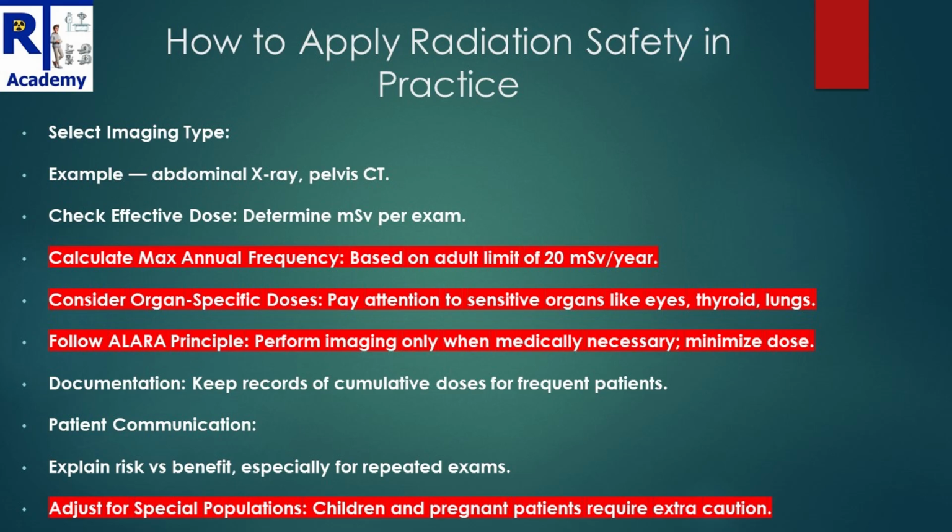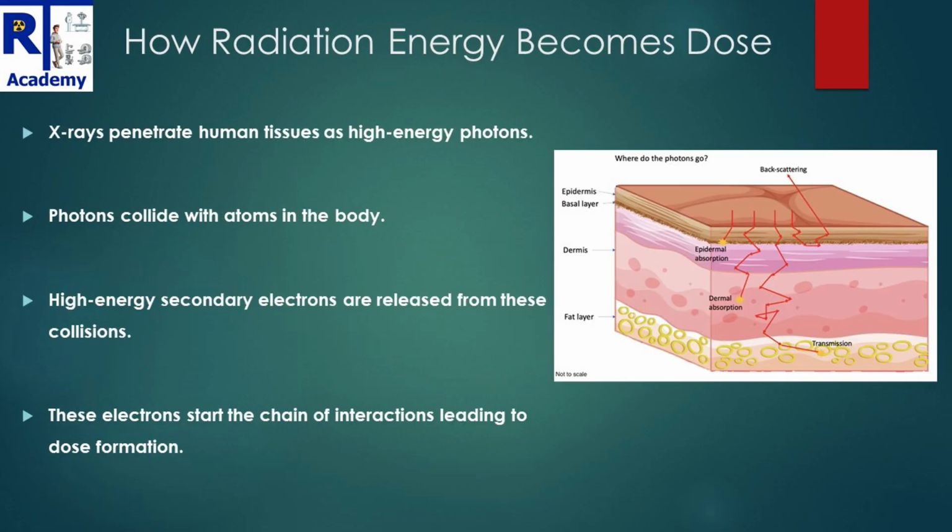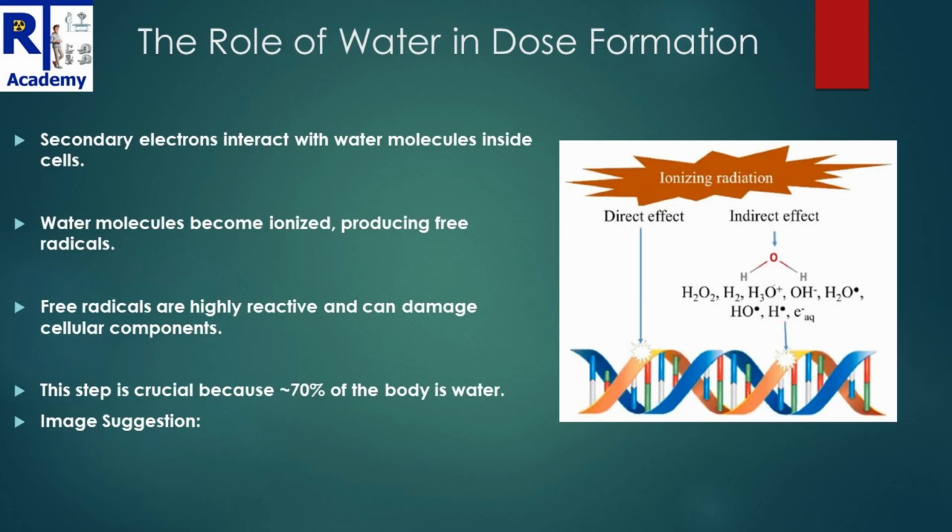So then, the dose formation pathway is briefly as follows. When X-rays hit the human body, high-energy photons penetrate the tissues. These photons collide with the atoms of the body and release secondary electrons. Next, the free electrons interact with the water molecules inside the cells and create highly reactive particles known as free radicals. These free radicals can damage proteins, cell membranes, and even the DNA inside the cells.